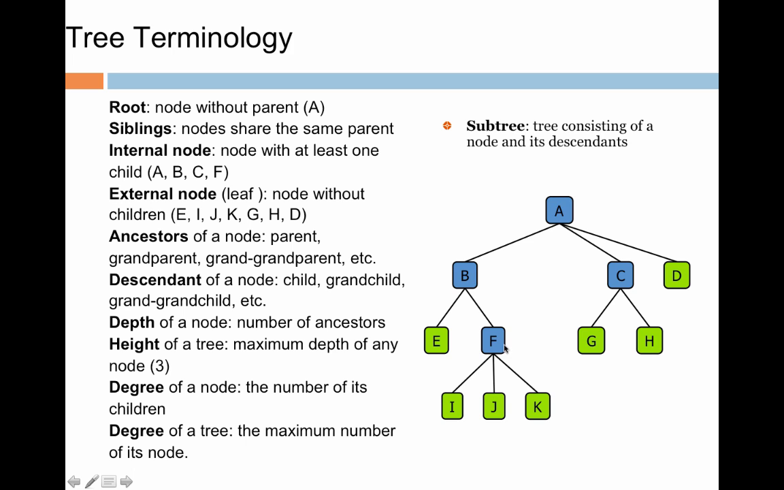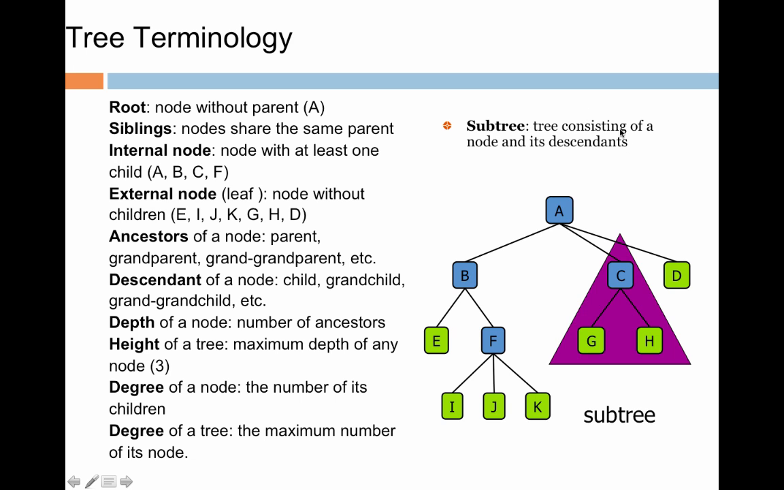The degree of a node is the number of its children in this case, and the degree of the tree is the maximum degree of its nodes. So I've written something that's incorrect here. It's not the maximum number. The degree of a tree is the maximum degree of its nodes. The region in violet is a subtree of this tree. It's a tree which consists of a node and its descendants.